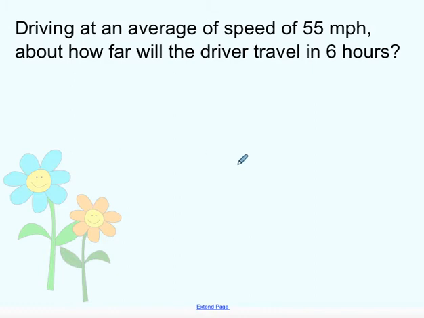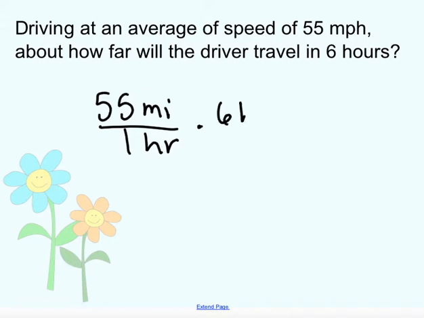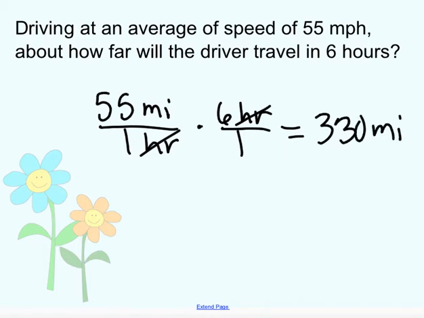Let's try one. Driving at an average speed of 55 miles per hour, so we write that down, 55 miles for 1 hour. And we know that we are going to go for 6 hours on this road trip. So I'm going to multiply by 6 hours, and we see that our hours go away and we figure out how many miles. And I believe that's 330 miles. So we see how far we can go just by setting up our fractions and multiplying across like fractions work.